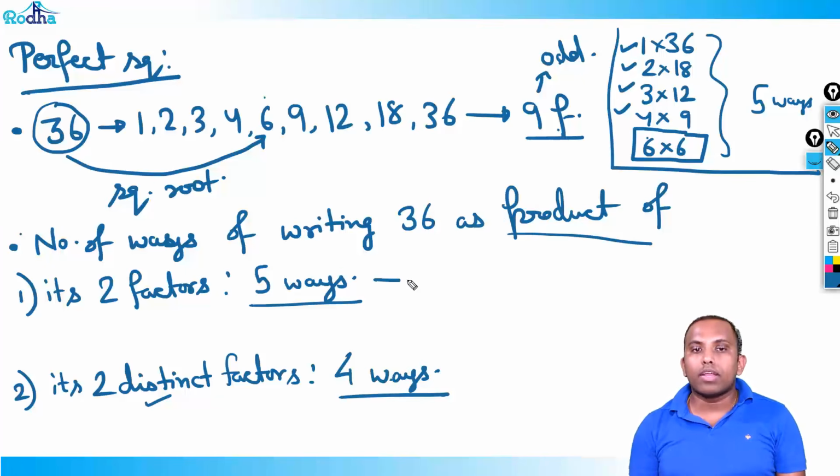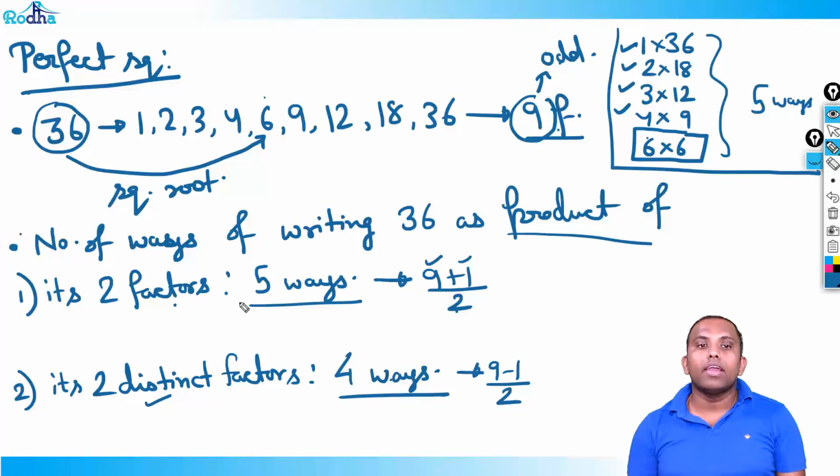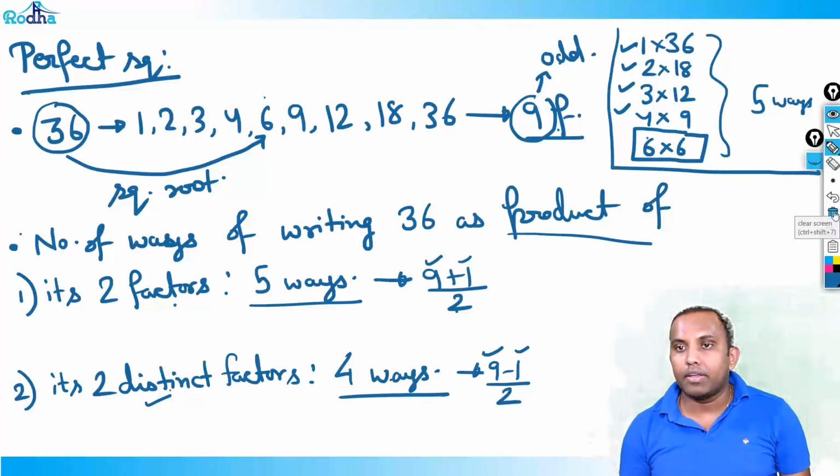So what is 5 here? I can write 5 as 9 plus 1 by 2. What is 9? 9 is the number of factors. What is 4 here? 4 is 9 minus 1 by 2. So I can say number of factors plus 1 by 2 in case of not distinct, and in case of distinct, number of factors minus 1 by 2. Okay, so let me formulate it.